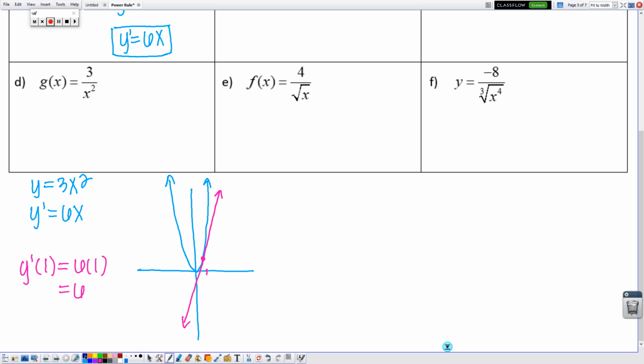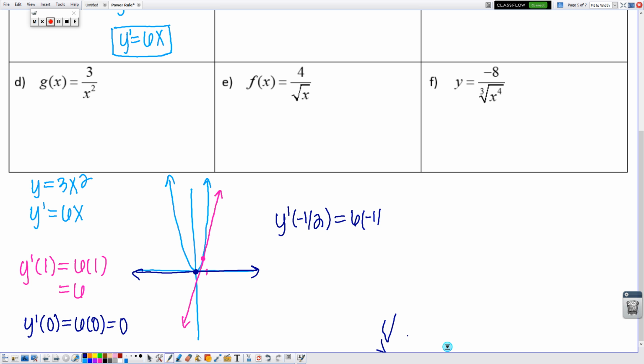Now, if I go through and I ask myself another question, like if I want to know what is the derivative at 0? I would do 6 times 0, which gets me 0, which means I have a flat line or a horizontal line at 0, which is true. If I wanted to know anything else, like let's say I wanted to know, I don't know, y prime of negative 1/2. If I wanted to know that, I would plug that in. So I'd say 6 times negative 1/2 gets me negative 3.